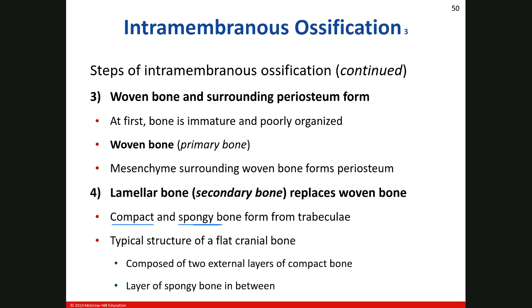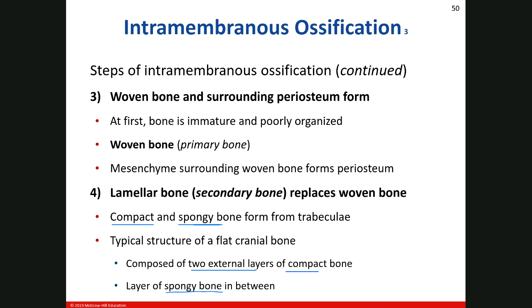Okay, and so in this case, this goes back to what I was describing to you before when I was talking about the sandwich. Two slices of bread, that's going to be the compact bone, and the trabecular bone is going to be whatever you put in the middle of your sandwich, the bologna or the peanut butter. So that's what we're going to see. The two external layers are going to be the compact bone with our lamellar bone, and then in the center is going to be our spongy bone. And that's what we're going to see.